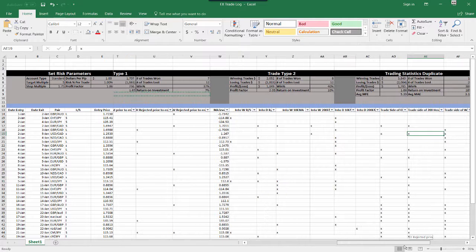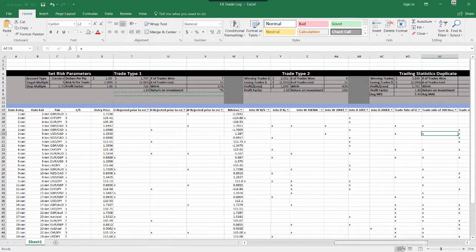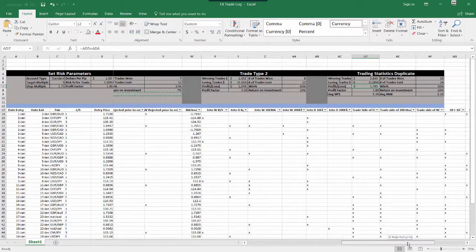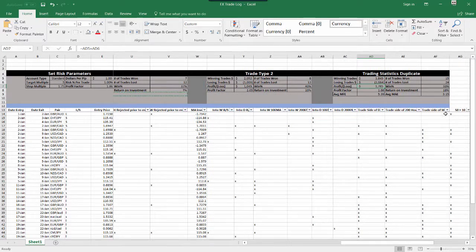If not, I apologize. Okay, so let's just take a look at some of these numbers here. Total profit on type 1 is 736, win percentage 37%. Profit here is 1,049, win percentage 40%. Profit here is 1,785 with a 38% win percentage.